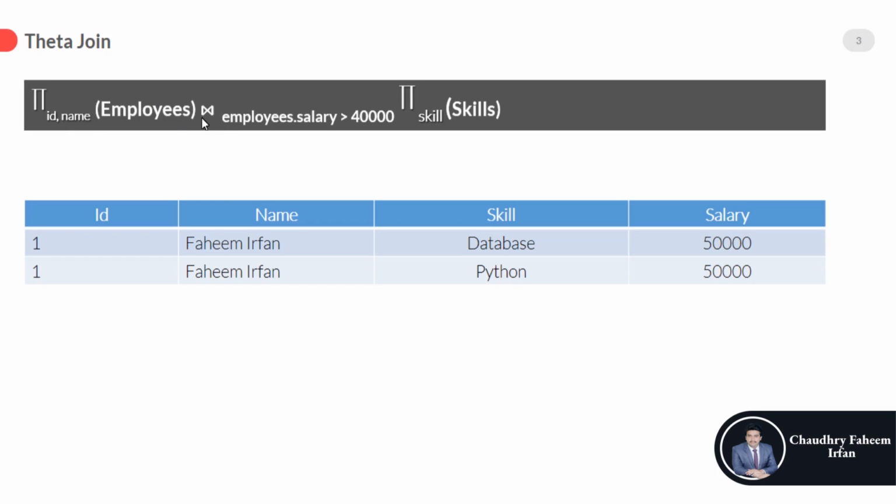And here is the Theta join sample, and we are going to select only those employees' records who have employees.salary greater than 40,000. And by using projection operation, we are going to select only skill attribute from skills table. So the result will be here: ID, name, skill, salary. So let's implement the relational algebra into XAMPP server.